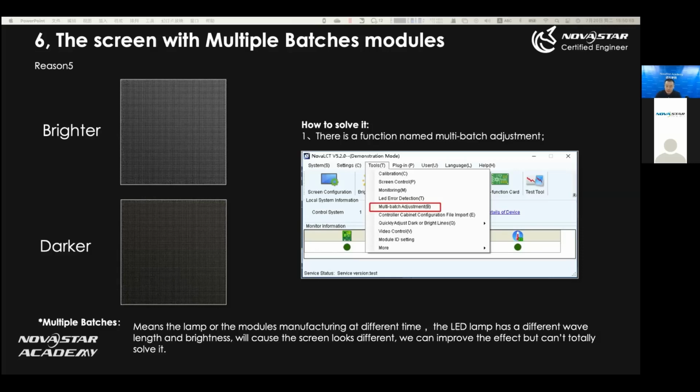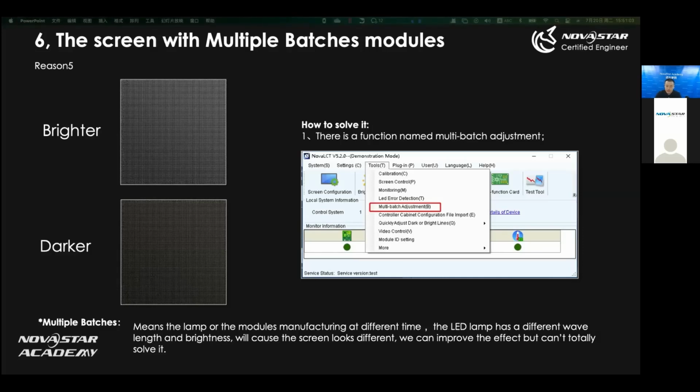Let's check these two pictures. The top one looks brighter, but the bottom one looks darker. So if we install them together as one screen, of course we can see the different brightness between them. Actually, the different batches problem is hard to fix, but we can try to improve the screen effects. We can use our IC software with a multi-batch adjustment function, or with the adjust coefficient function.